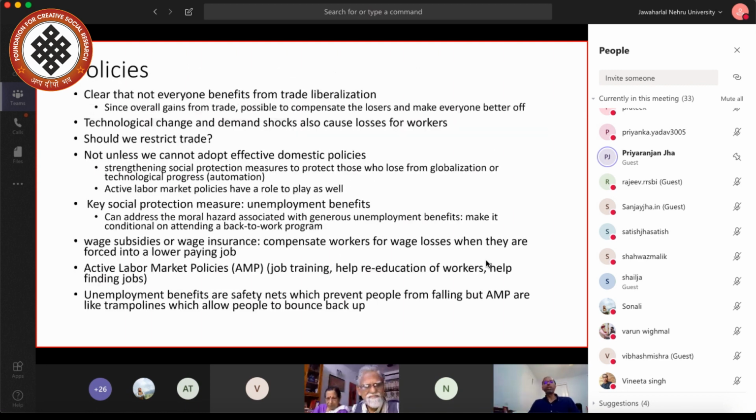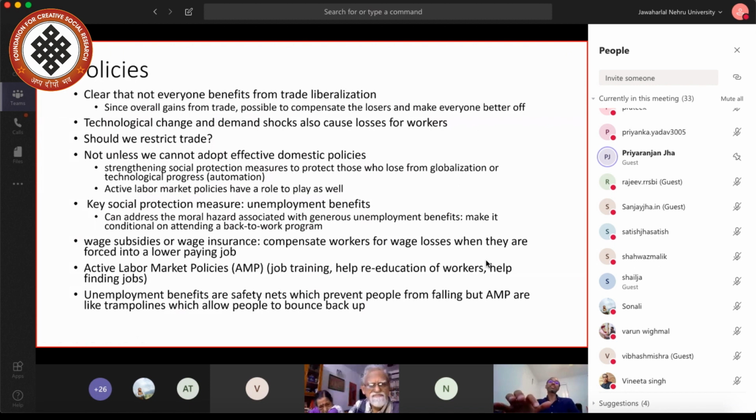Okay, so last two slides on policies. It's clear that not everyone benefits from trade liberalization, even though there are overall gains. There are winners and losers, but if there are overall gains, it should be possible to compensate the losers and make everyone better off. Now there are also redistributive effects of technological change and demand shocks that are changing tastes and so on. And that also causes losses for workers.